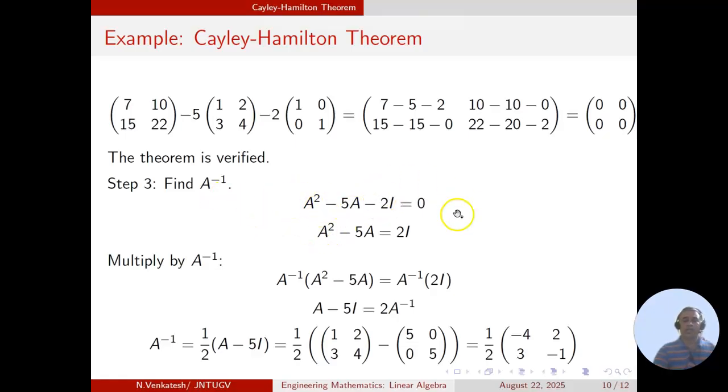Now just take this 2I to the right side, and let us suppose A inverse exists. In that case, you multiply A inverse on both sides, and we get A minus 5I equal to 2A inverse. Now from that you can find out the A inverse. A inverse is 1 by 2 into (A minus 5I). Similarly, this can also be used to find higher powers of A.